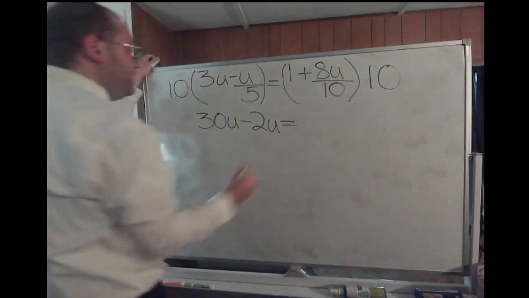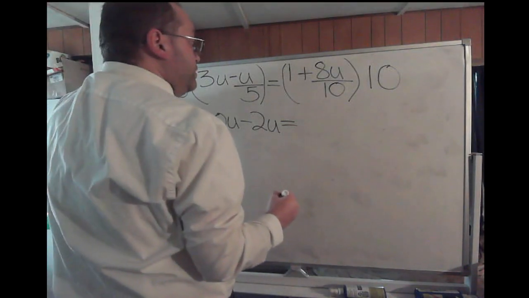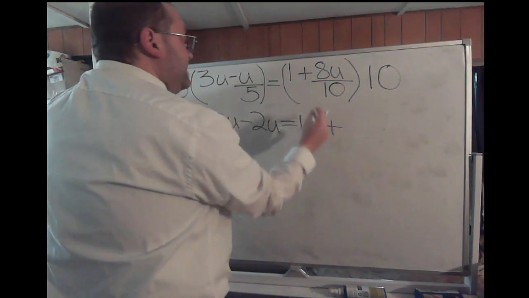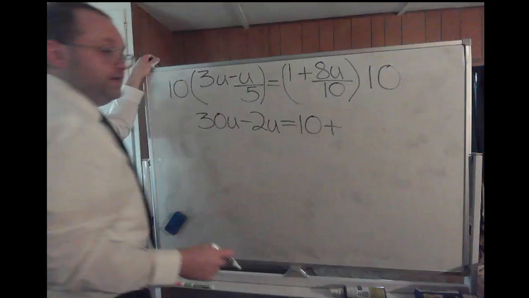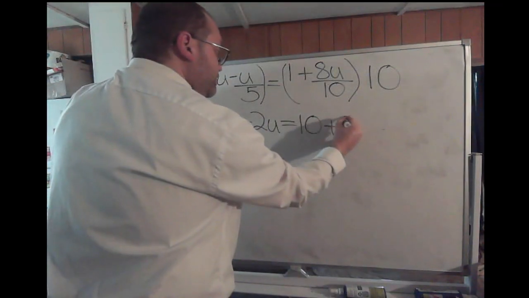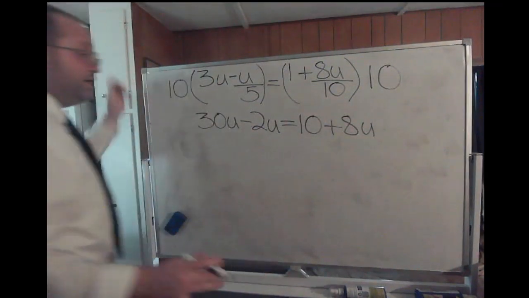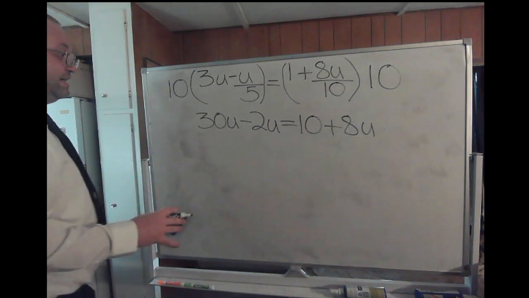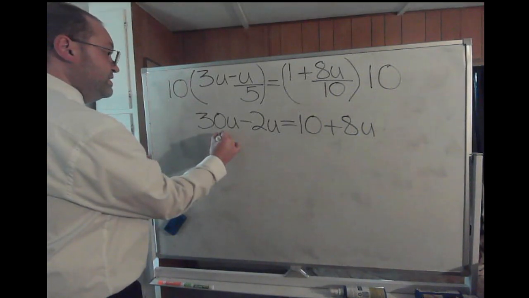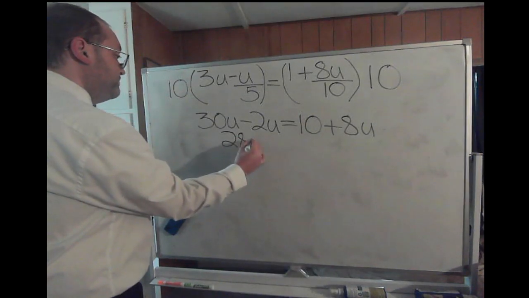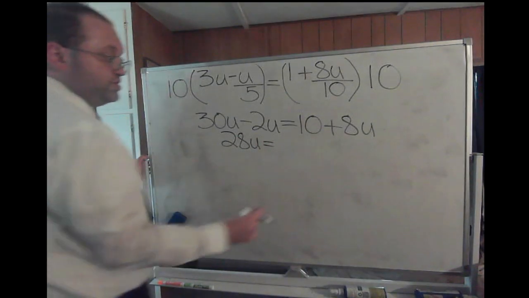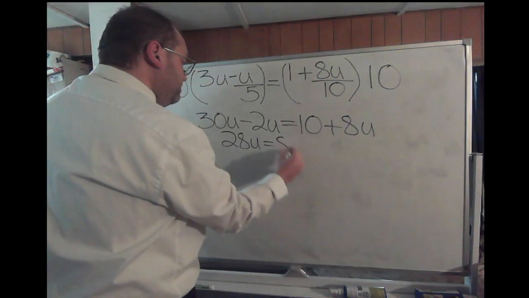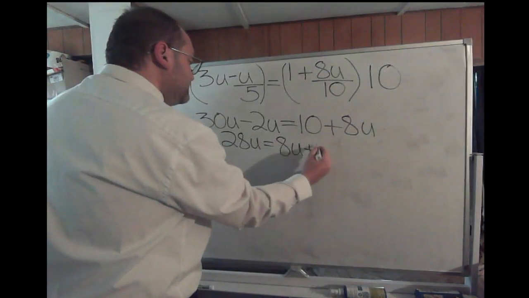Now let's do the right-hand side. It is equal to 1 times 10, that's 10. Plus we have 8u over 10 times 10. 10 divided by 10 is 1. You should just get 8u. Alright, no more fractions, which is nice to work with. Let's deal with the left-hand side. 30u minus 2u is in fact 28u. That's going to be equal to, let's use the commutative property to rewrite the 10 and 8u, 8u plus 10.